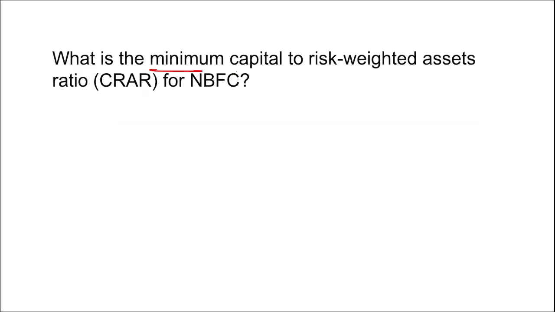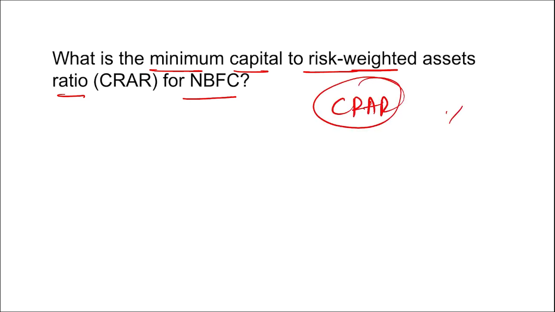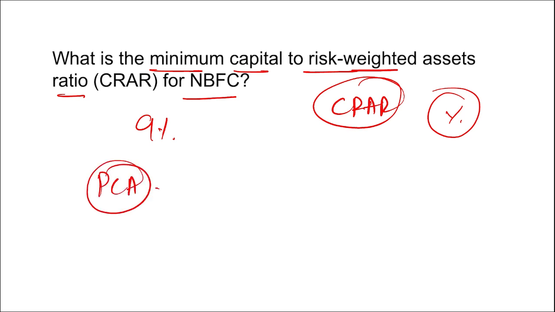Next, what is the minimum capital to risk weighted asset ratio, that is CRAR, for NBFCs? Tell me, what is the minimum capital to risk weighted asset ratio, or CRAR, for NBFCs? The percentage is being asked here. It will be 9%. It will be how much? It will be 9%. Apart from this, if I ask you, recently a PCA framework was launched. What is PCA?